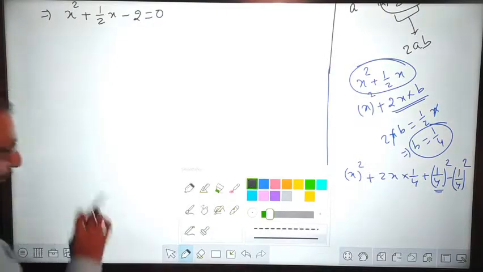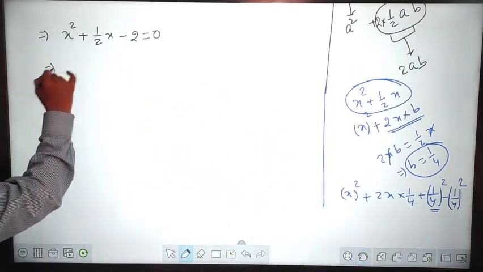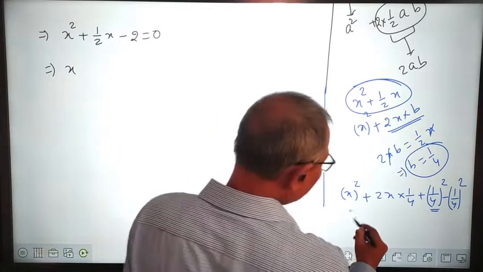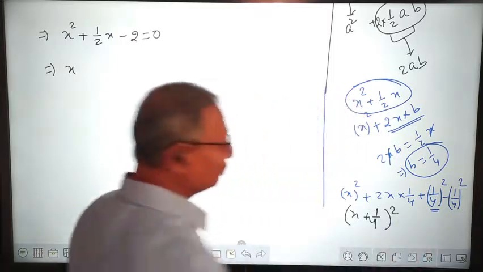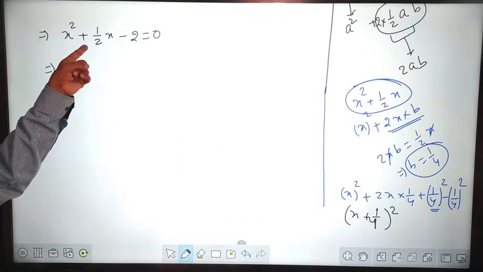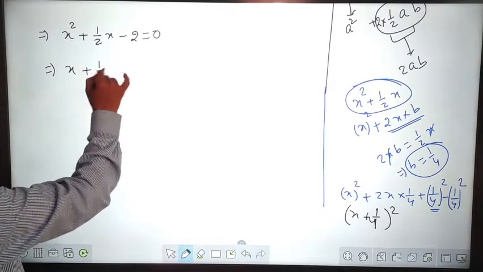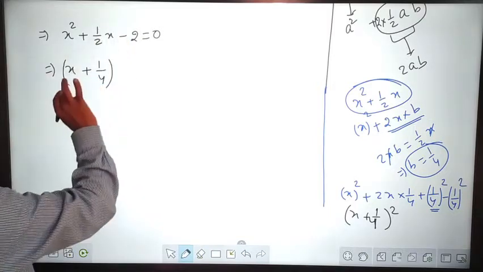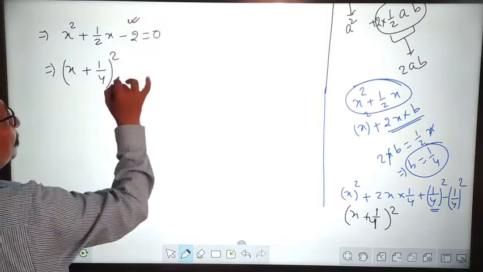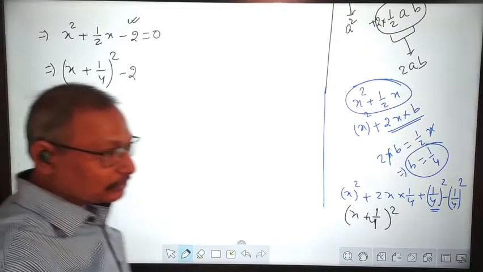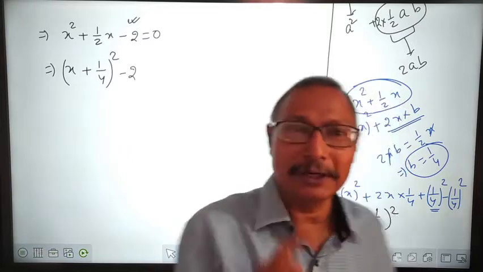And to that procedure, we can write down directly here as this. First of all, it will become x plus 1 by 4 whole square. Mind it, this 1 by 4 is nothing but half of the coefficient of x. So you can directly write here 1 by 4, not the x, only 1 by 4, and x whole square. And then you write this minus 2, because sometimes you may leave that one by mistake. So first of all, write that one also.